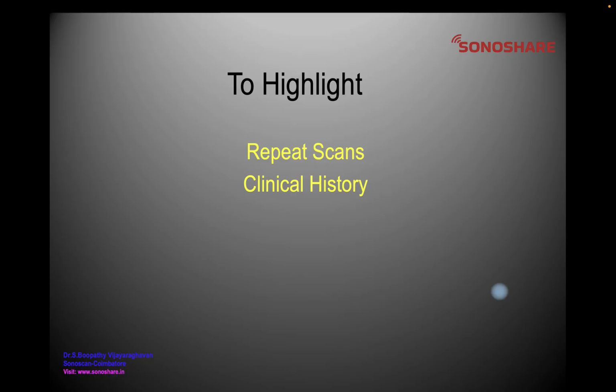This case scenario is to highlight the importance of repeat scans and going through the clinical history of the patient.